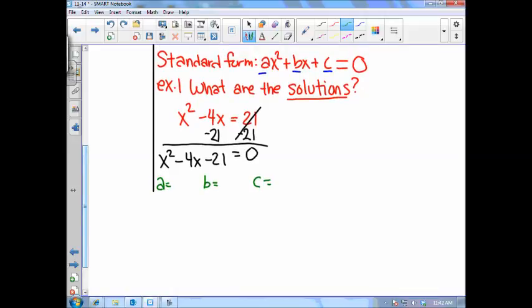Okay, so A is in front of the x squared, B is in front of the x, and C is the constant. Can you hold up high the number for A? Hold it up on your fingers. What's the number for A? No, it's just the number, it's not an x. What's the coefficient in front of x squared? 1. Good. So A is 1.